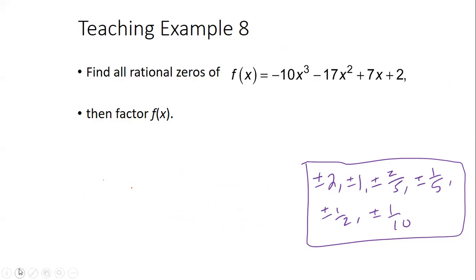All right. So the goal with synthetic division is for it to equal a remainder of 0, okay? You remember, vertically we add, diagonally we multiply. The first thing is you're going to decide which one of these we want to test. Which number? Positive 1 or negative 1? All right, we're going to test negative 1. So I'm going to set it up. I have negative 10, negative 17, 7 and 2.